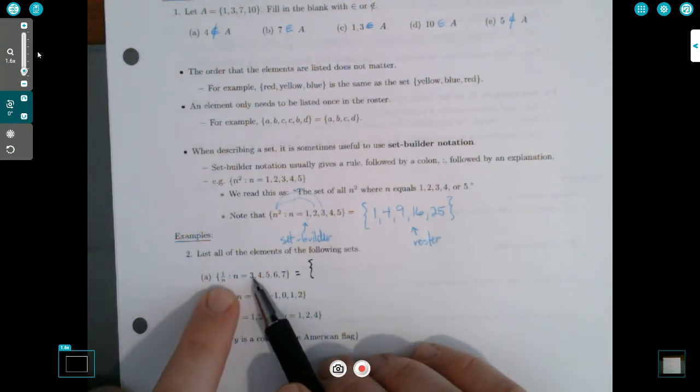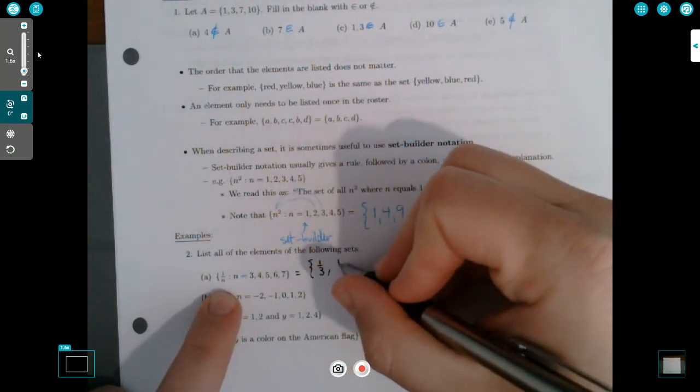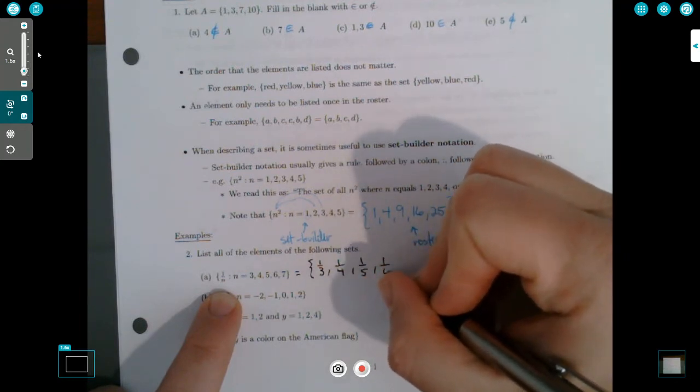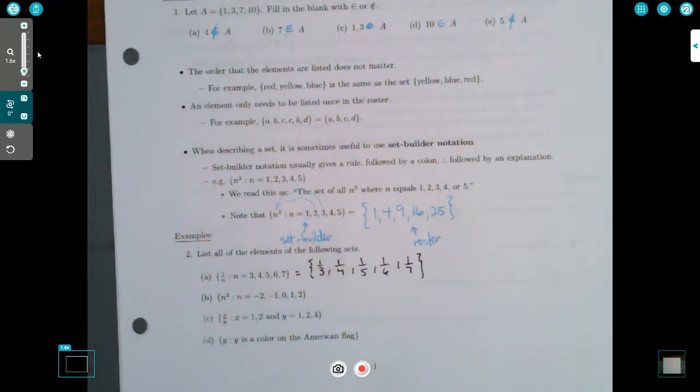So if I plug in 3, I get 1/3. If I plug in 4, I get 1/4. If I plug in 5, I get 1/5, and so forth. Right? So there's that set.